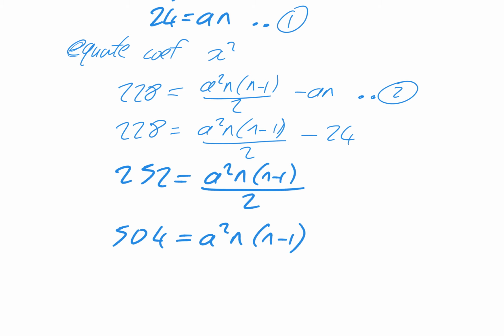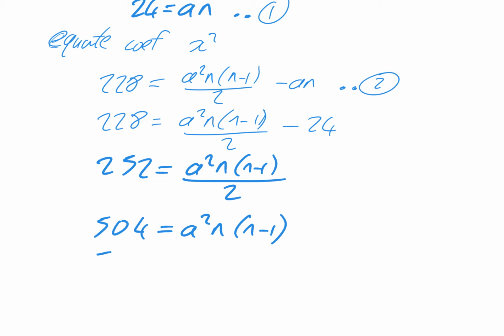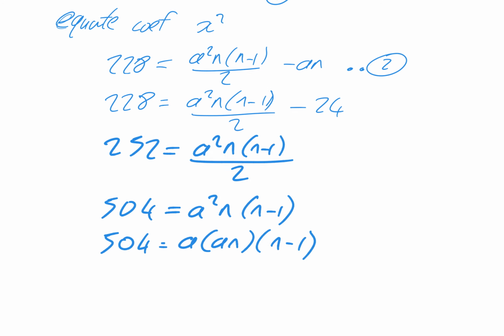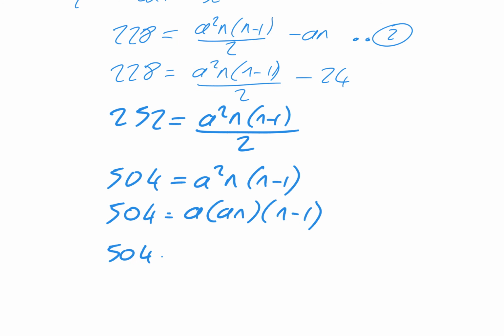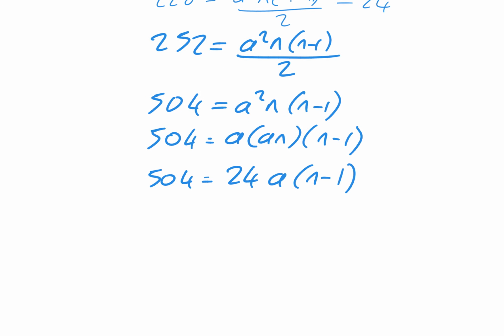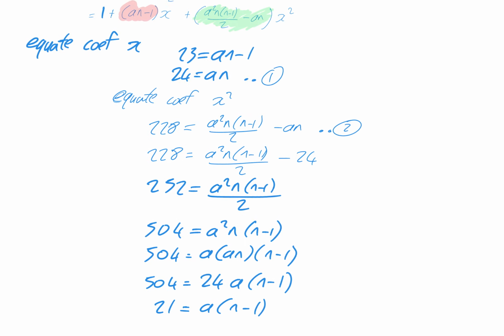Now, a squared n is the same as a times an times n minus 1. So that's the same again as 504 is equal to an, which remember was 24, so 24 times a times n minus 1. Does that divide by 24? It does indeed. If I divide across by 24, I'll get 21 is equal to a times n minus 1. And then we've hit a wall. So that's what our equation 2 became.